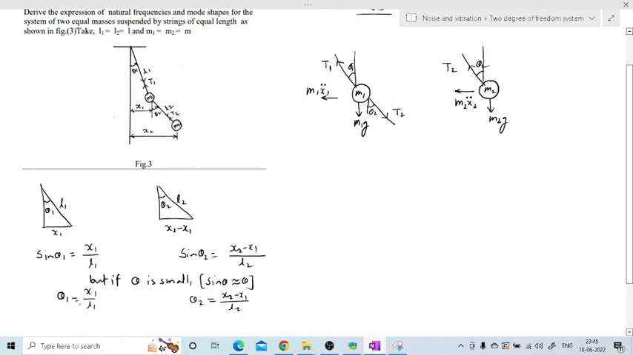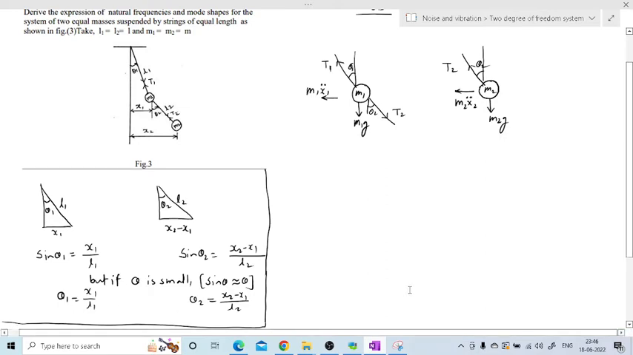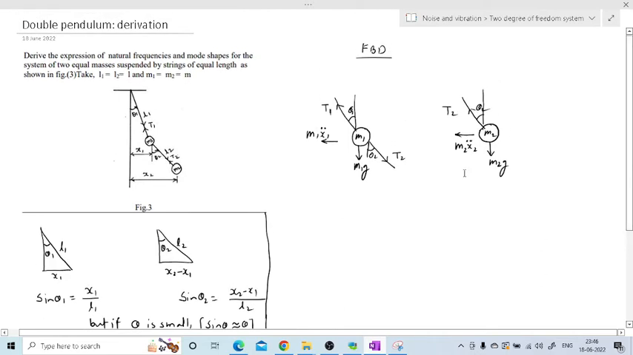Okay, from this expression we got the relation of theta 1 and theta 2, and we will require this during the derivation. So I will keep it aside. You can give an equation number for this one, or keep it aside, and whenever required we will recall this term. Now we will go to the FBD.